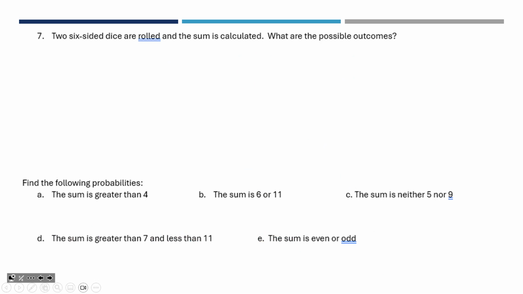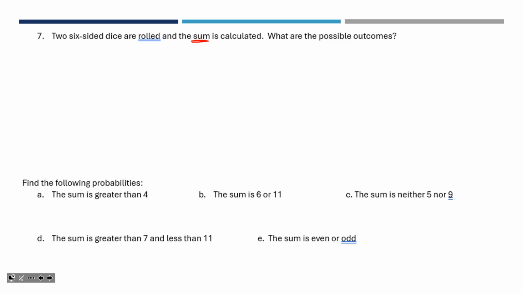So this one's a little bit more complicated. So let's take a look at this. 2 6-sided die are rolled and the sum is calculated. What are the possible outcomes? Well, if I roll 2 die and the sum is calculated, that means I add them together. The lowest number I could get is a 1 and a 1. That adds to a 2.